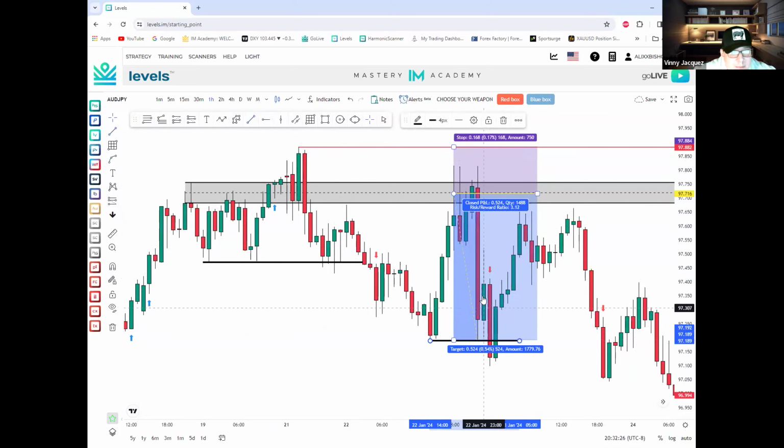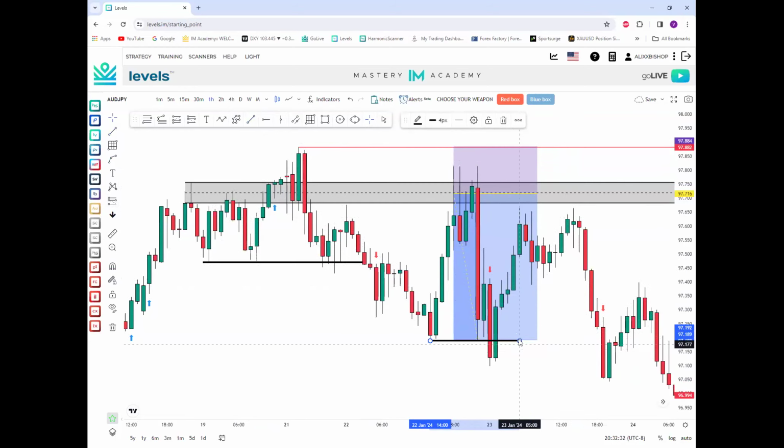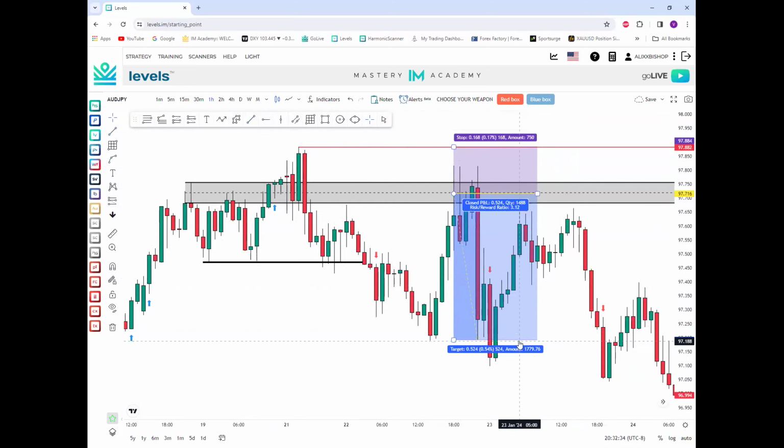Boom. TP, that's a 1 to 3 right there. Easy. Easy money. Right? Yo, Vinny, what's up? Can you explain why we're selling at the shoulder right there rather than buying since we have the blue arrow?